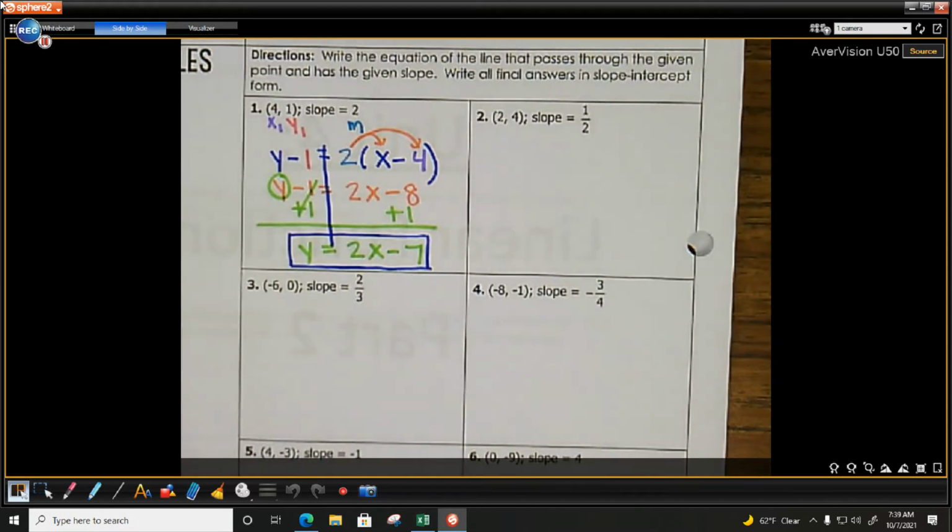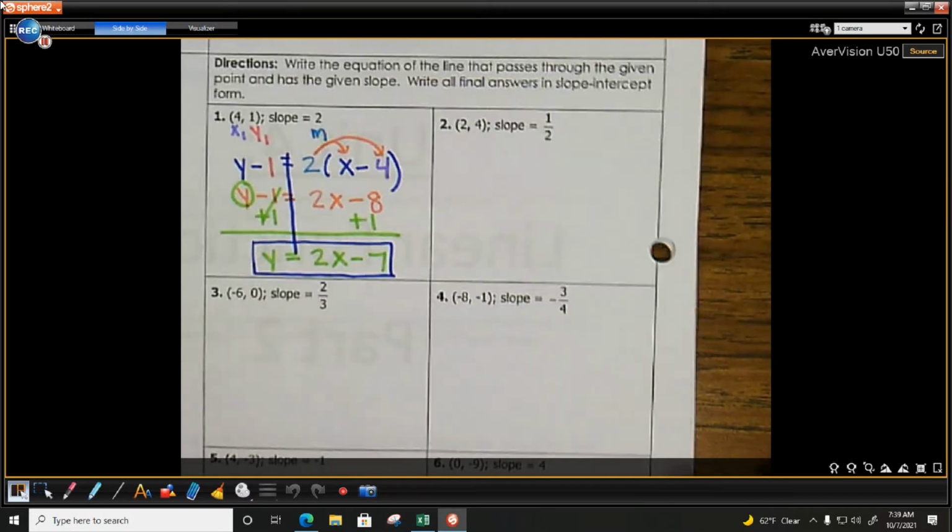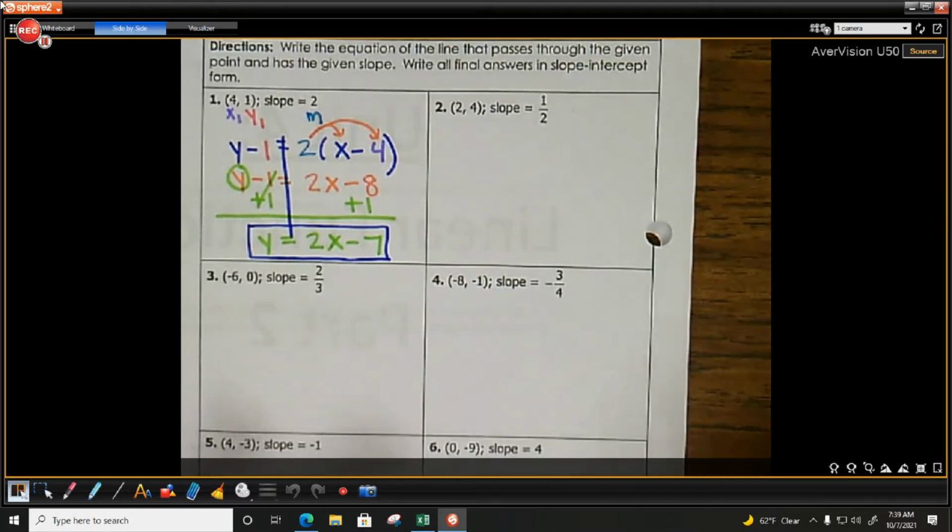Guys, the biggest thing with this, label your information. Make sure that you write neatly so you can read what you're writing, okay? Let's look at the next one. Let's label our ordered pair.